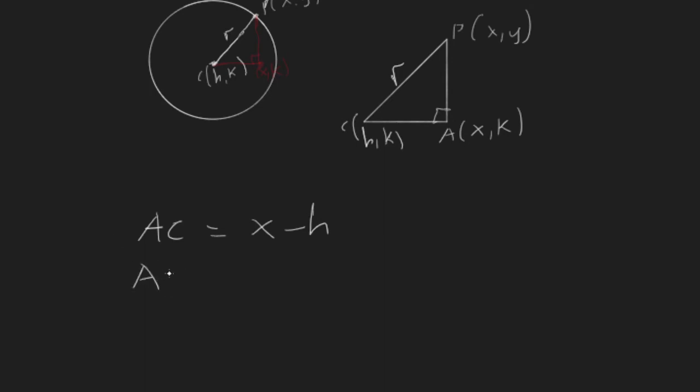Line AP is on the y axis, so that one is going to give us what? Y minus k. And then CP is going to give us R. So that is our radius. CP is going to give us our radius.